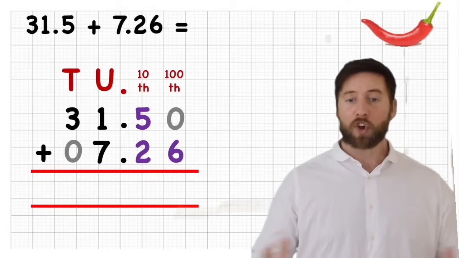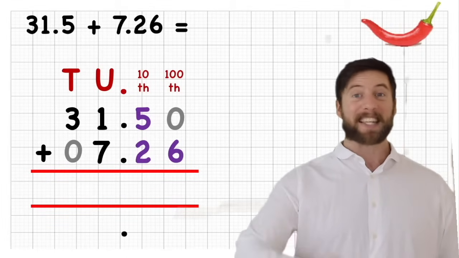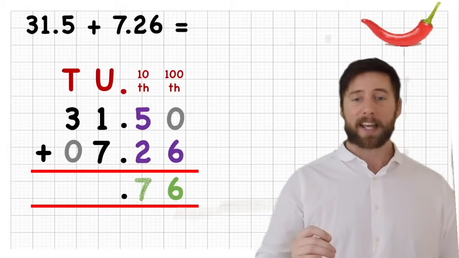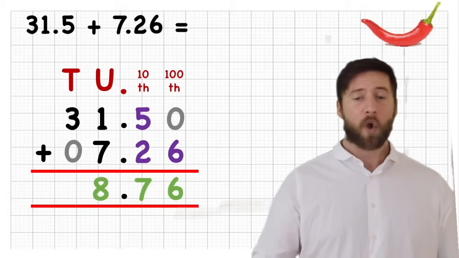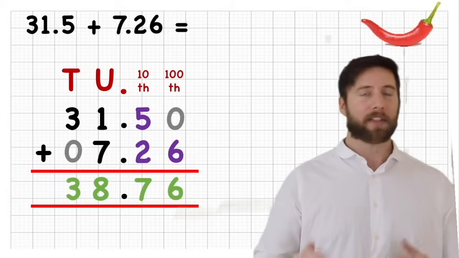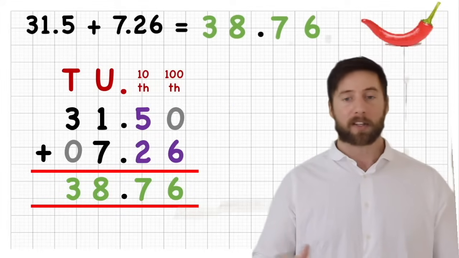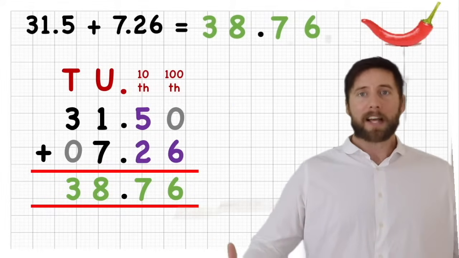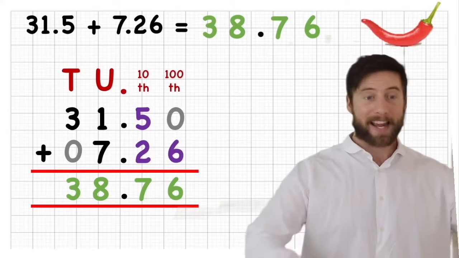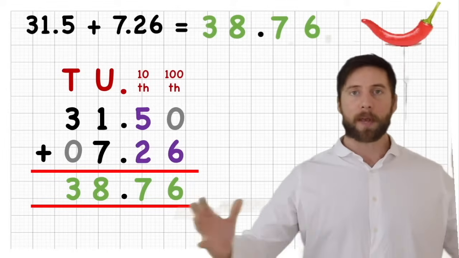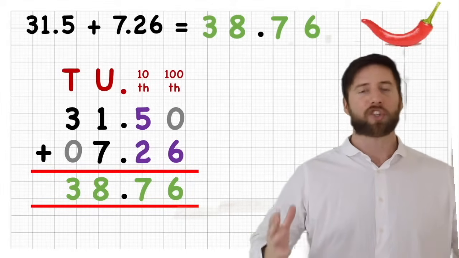Now again, we're just going to solve this from the smallest value, which in this case is hundredths. So 0 add 6 is 6, 5 add 2 is 7, 1 add the 7 is 8, and 3 add the 0 is 3, leaving me 38.76. Well done. Well, that is about as hard as decimals can get. In addition, we can have much bigger ones, but it's not going to get any harder, it's just going to get longer.